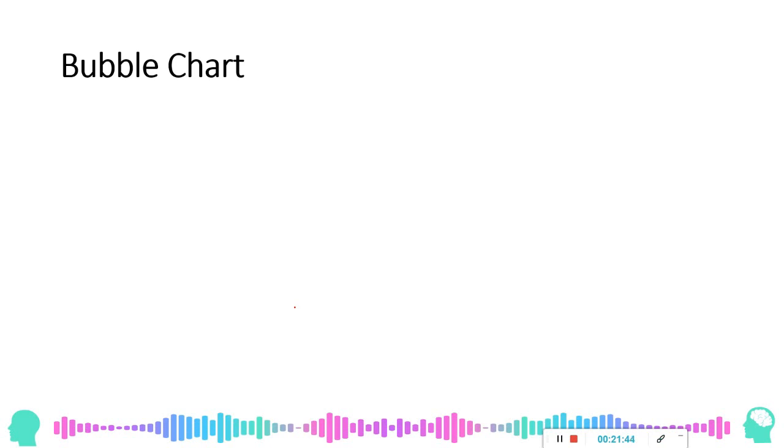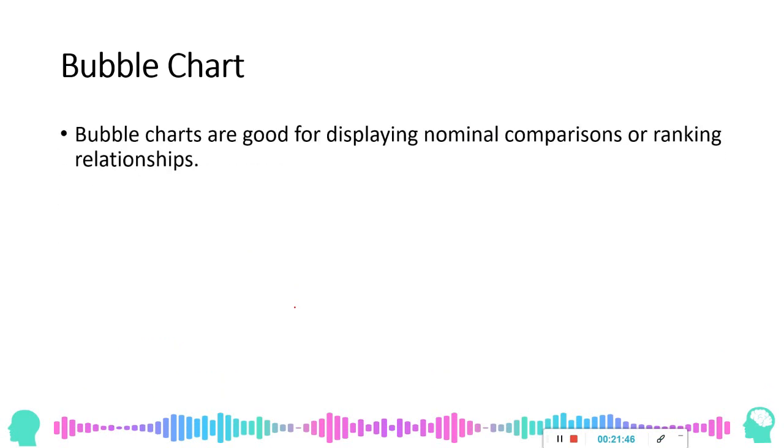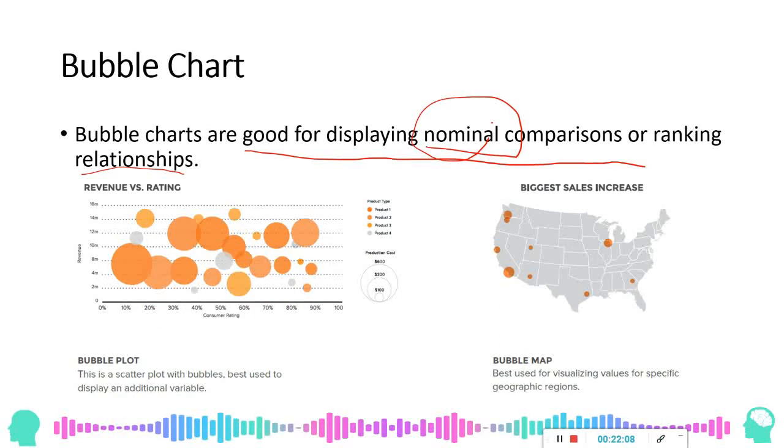Okay, next is the bubble chart. What does a bubble chart look like? The bubble chart is very good at displaying a nominal comparison. It's a categorical comparison or ranking relationship. This one is nominal, categorical data. So what does the bubble chart look like? It looks like this.